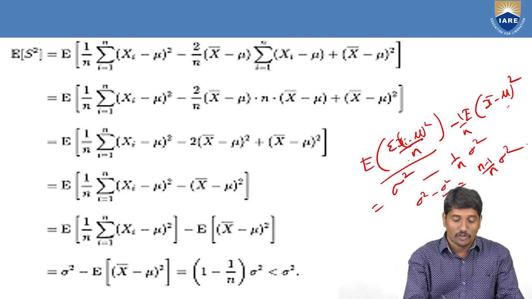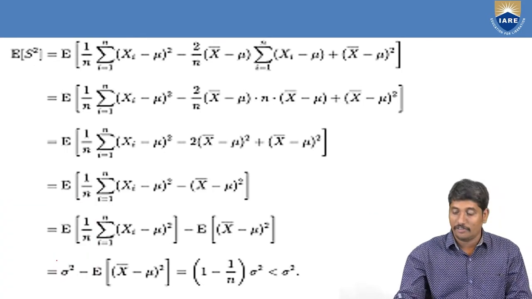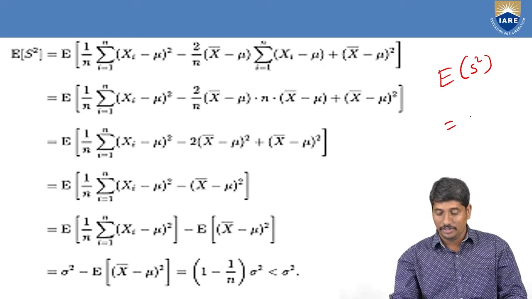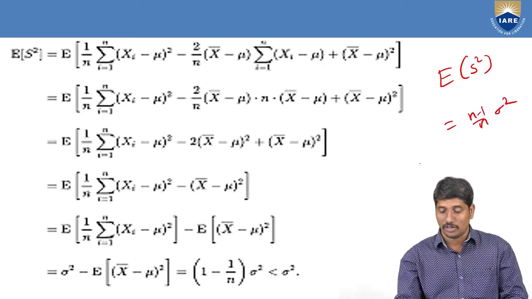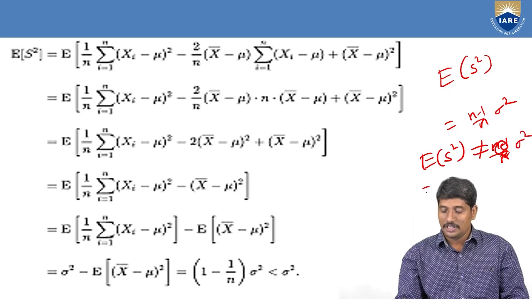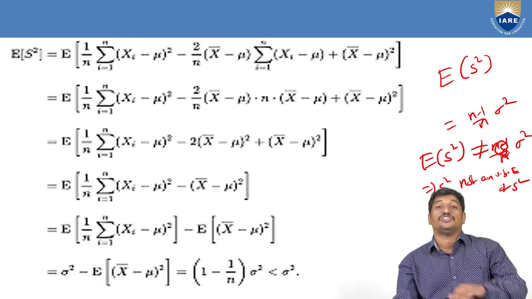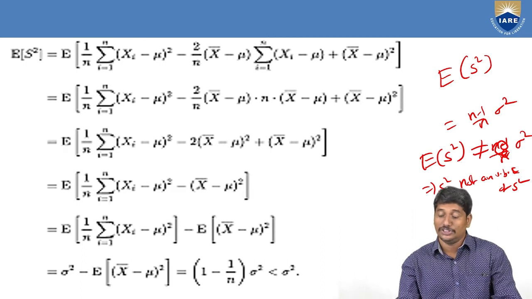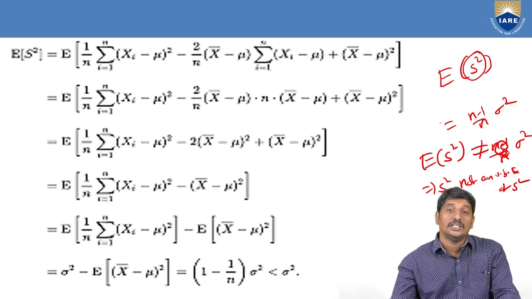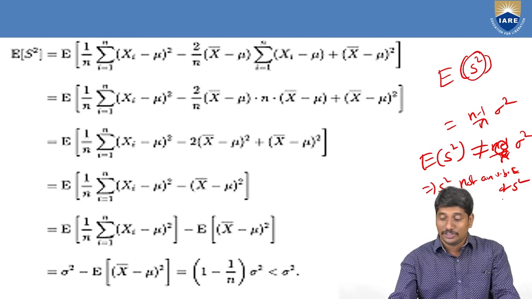So ultimately, we started with expectation of s square and we ended with (n minus 1) by n into sigma square, which says that expectation of s square is not equal to sigma square. That means s square is not an unbiased estimator of sigma square. So the sample variance fails to be an unbiased estimator of population variance. Then how to modify it and make it an unbiased estimator of sigma square?